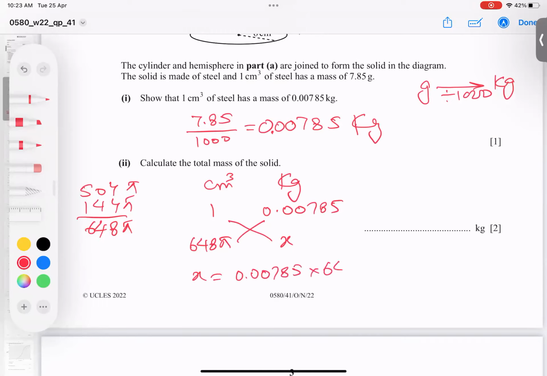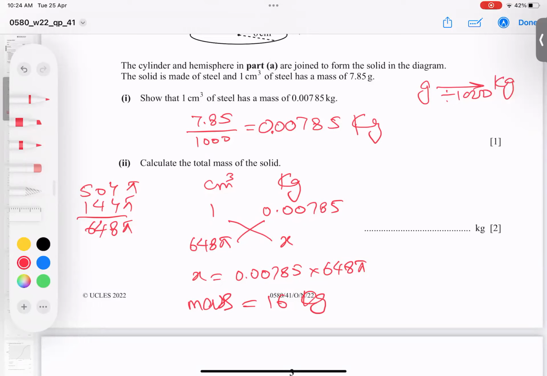It will become 0.00785 times 648 pi. And when I multiply 648 pi times 0.00785, the answer is finally, so it is coming here, yes. So finally I got the total mass, 16 kilogram. Okay, 16 kilogram. All right, so this is very, very clear. Alhamdulillah. Let's go for the next part.